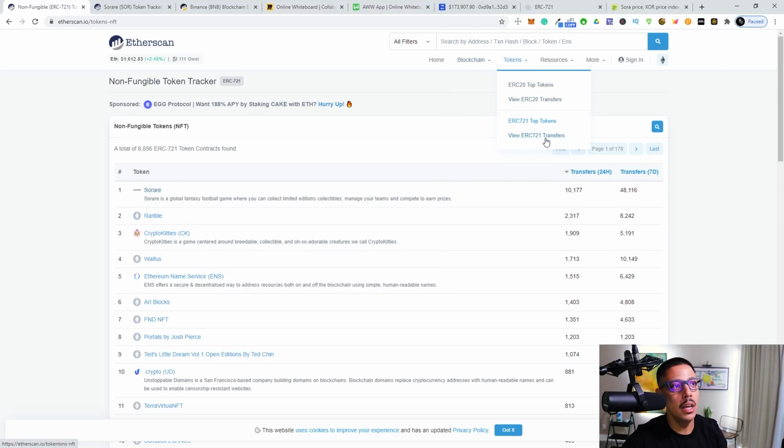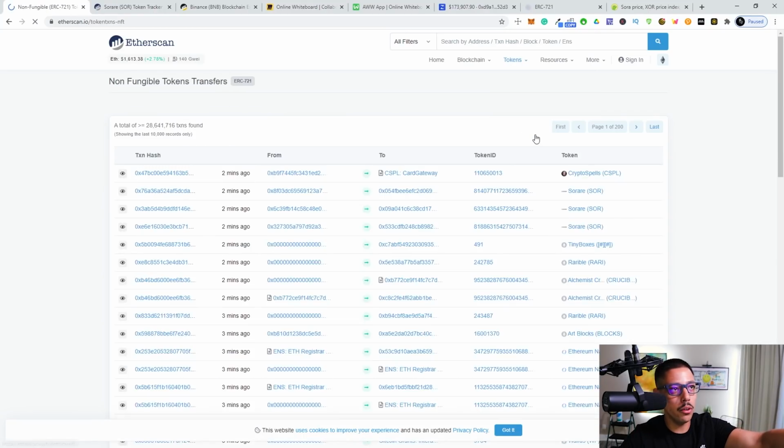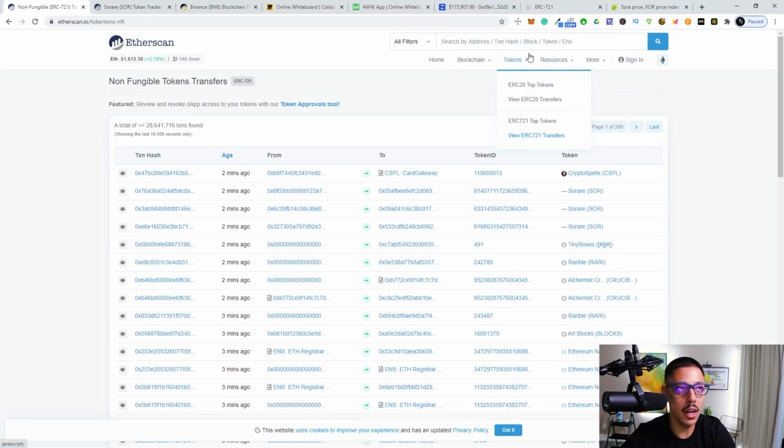Pay attention, okay? Now, we just looked at top tokens, but we could also look at the transfers, right? In real time, all the information you need. Okay, so guys, pay attention to the block explorer. I use etherscan.io. There's a couple other block explorers, but in my opinion, this is the best one. Now, we're getting even more serious.